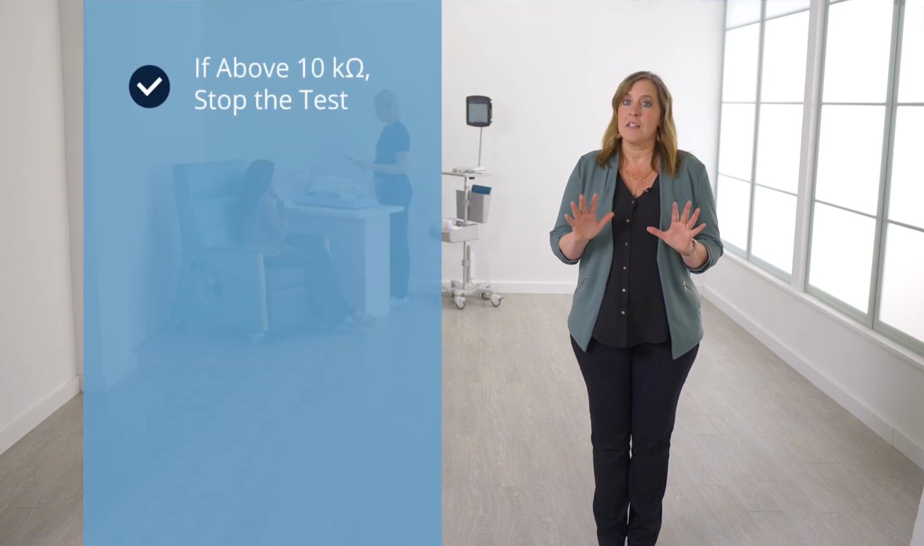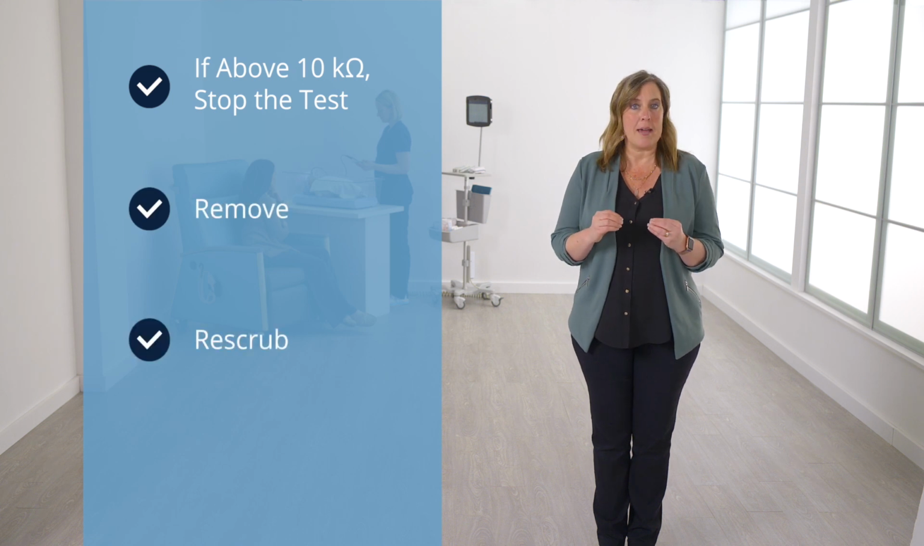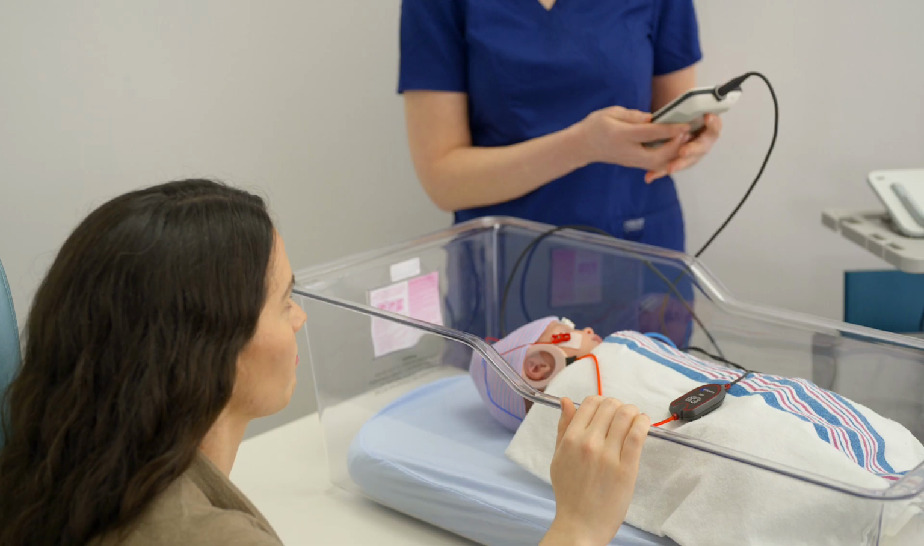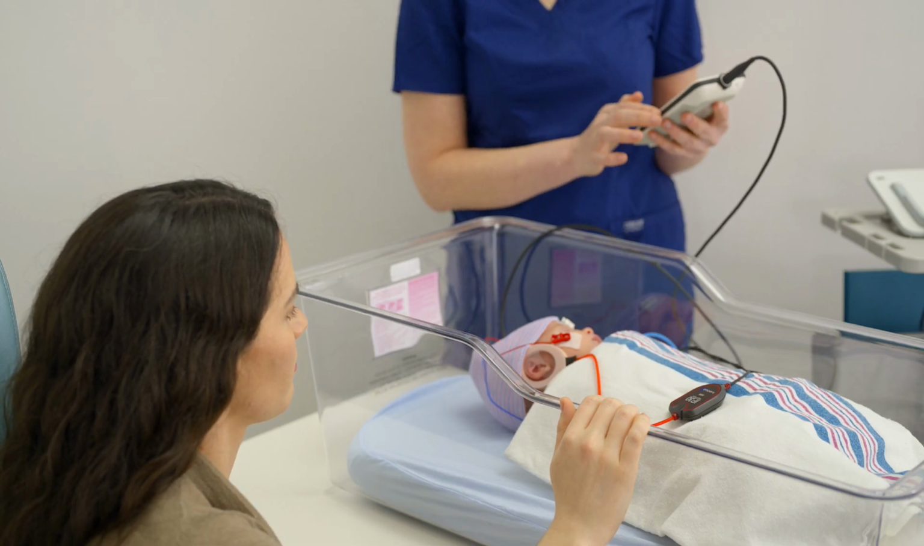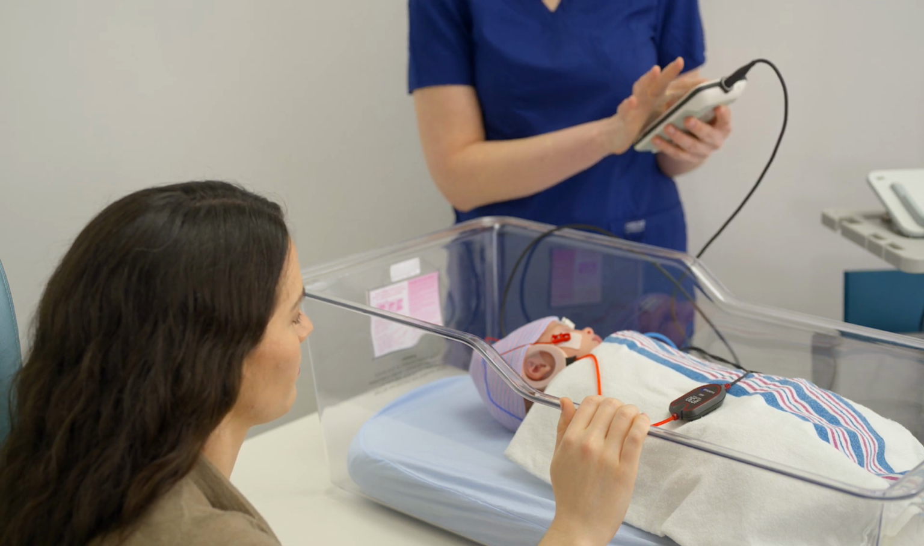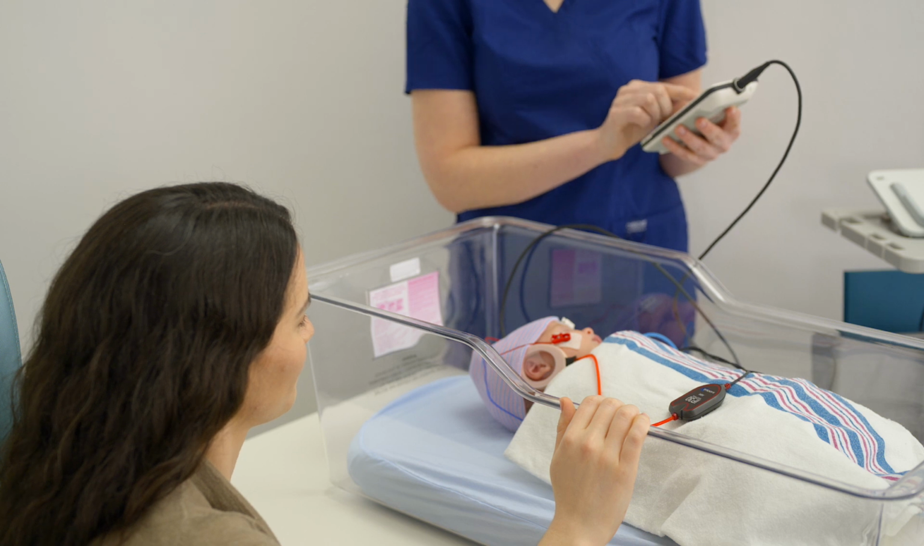If they are not, stop the impedance check, remove the snap electrode corresponding to the high impedance, re-scrub, and reapply the electrode. Retest impedance and proceed with the screening. If impedance is greater than 50 kiloohms at any electrode site, the AABR screening will not begin.